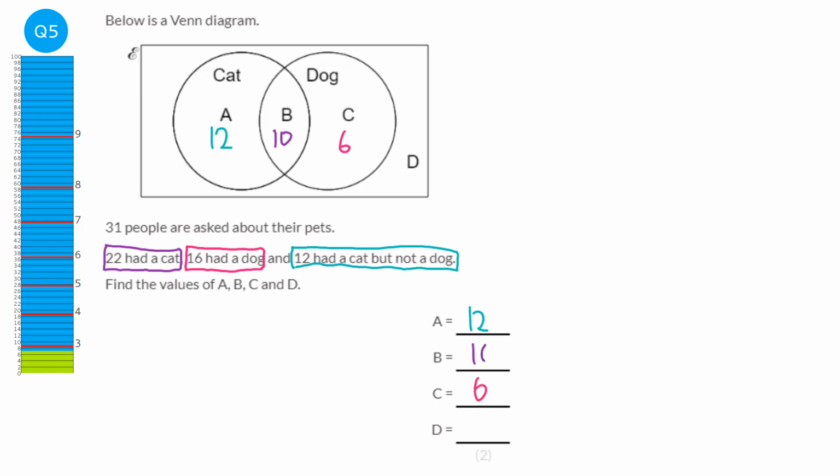If 16 had a dog, and 10 also had a cat, that means that 6 had just a dog. Let's make sure we fill these in. And if overall there were 31 people, and there were 12 who just had a cat, 10 who had a cat and a dog, and 6 who just had a dog, that leaves 3 left over.